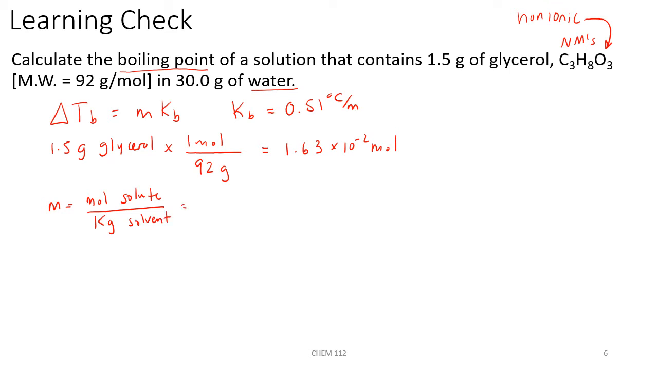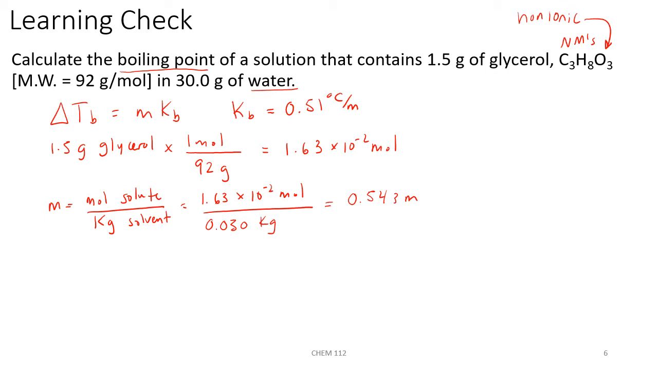We're going to take our moles of glycerol and plug them into the numerator. 1.63 times 10 to the negative 2 moles, divided by our solvent, which is water, in kilograms. So we have 30 grams of water, which is equivalent to 0.030 kilograms of water. Our molality comes out to 0.543 molal.